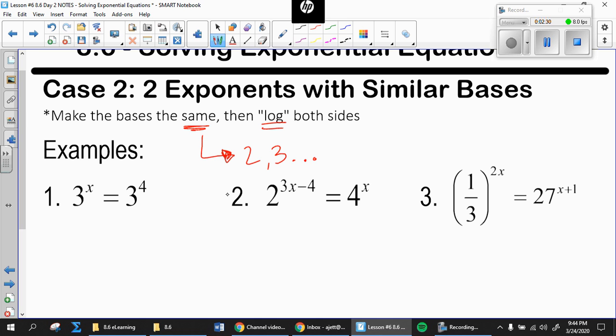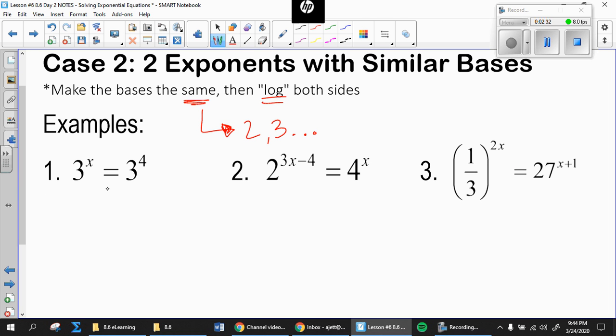So if you look at this first example, you should be able to look at this and know what this answer is. We can see that 3 to some power equals 3 to the 4th power. Well, in order for these to be equal to each other, x is going to have to equal 4.